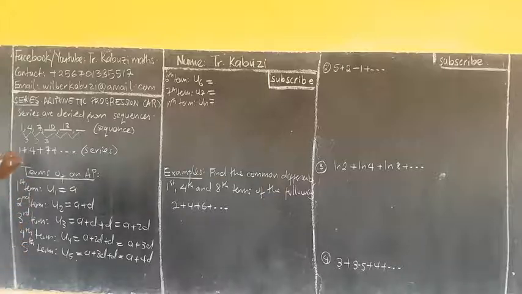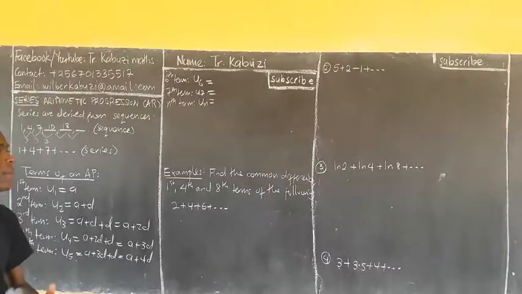Now, what I'm adding each time is this: 4 minus 1, I get 3. 7 minus 4, I get 3. 10 minus 7, I get 3. So that's what we call the common difference. And if you get the difference between consecutive terms, you get the same thing.